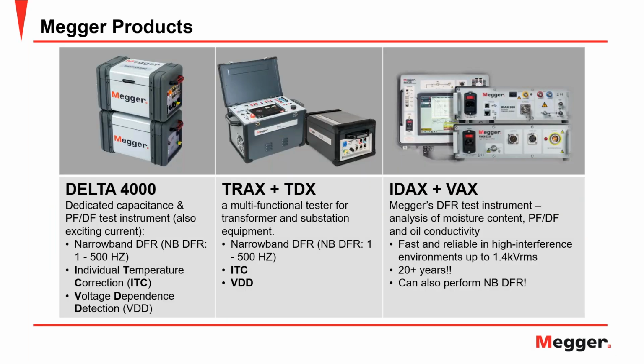With that being said, I just want to highlight some of the technology Megger has for narrowband dielectric response. The Delta 4000, it's a fantastic piece of equipment that has been in the field for over a decade. We have a dedicated capacitance and power factor test instrument that is capable to go all the way up to 12 kV. It allows you to do the narrowband test between 1 and 500 hertz. It comes with the individual temperature correction feature, as well as voltage dependence detection, which is another great feature.